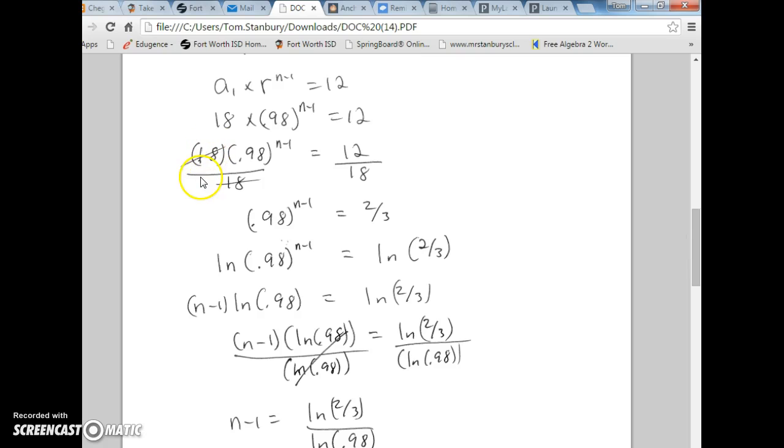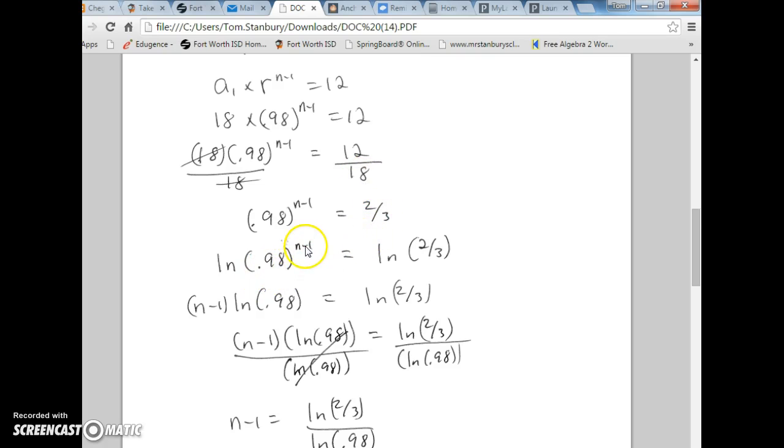And notice what I did. We're going to have to solve for an exponent. Our variable is in the exponent, so we need to get that down. So we need to get this whole term by itself, and we're going to eventually take the log, natural log or common log, it's not going to matter. So we're going to get 0.98 to the n minus 1 by itself. We'll divide both sides by 18, that cancels out, and I'm left with 0.98 to the n minus 1 equals 2/3, because 12 over 18 is 2/3.